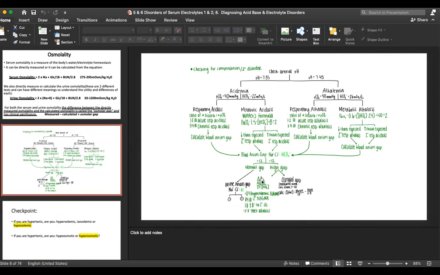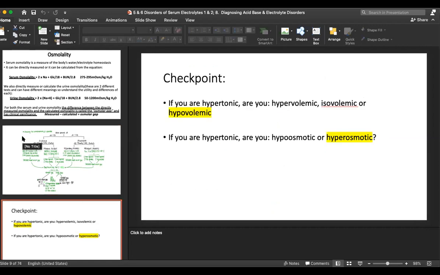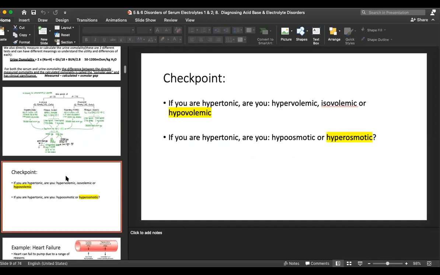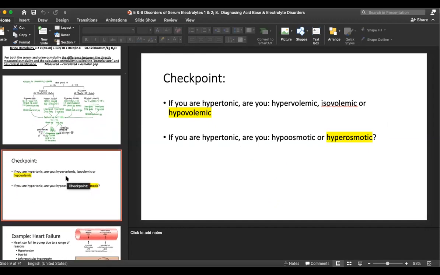So after we get our HAGMA, then we calculate our delta delta. Remember, we have a high anion gap, we've got metabolic acidosis, so we're going to calculate a delta delta and then also the osmolar gap. So if you're hypertonic, then most likely you're going to have low volume. And if there's a hypertonic solution, then it might be hyperosmotic.